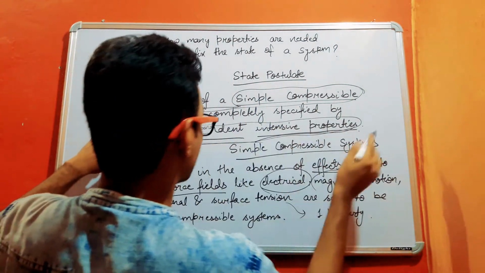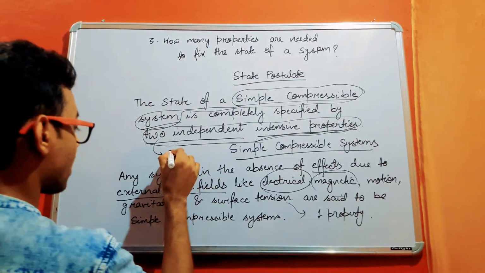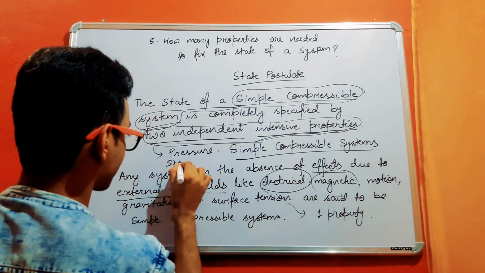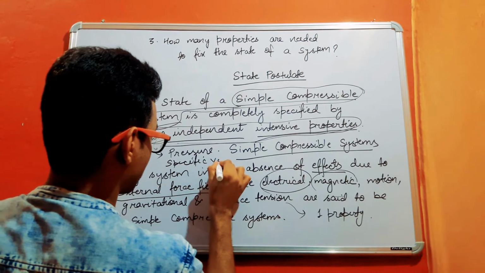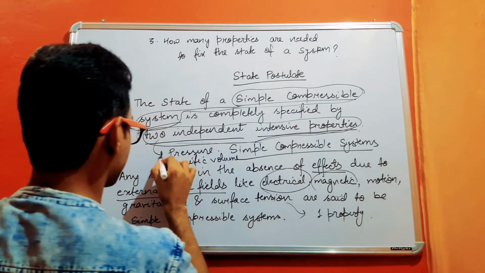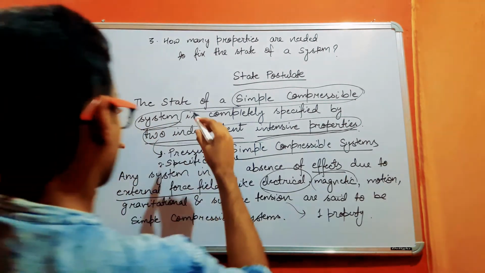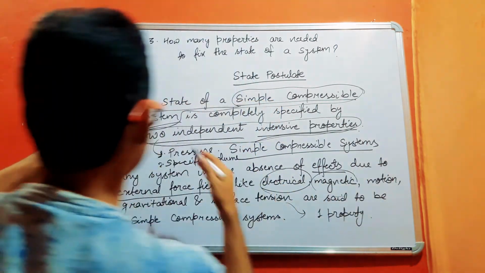Two properties which are always independent are generally pressure and specific volume. So it's better to take these properties because these are always independent and they are obviously intensive in order to fix the state of a simple compressible system.